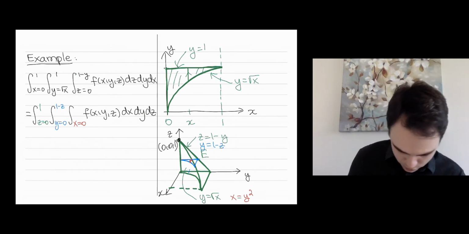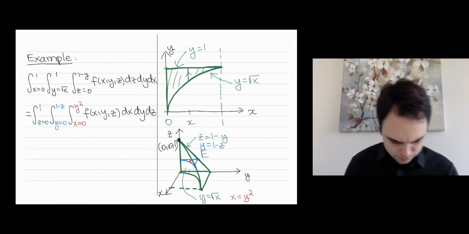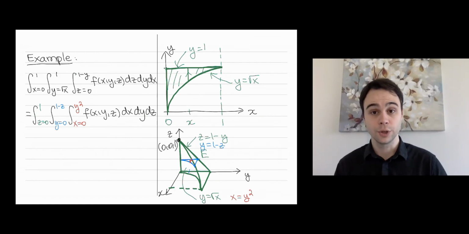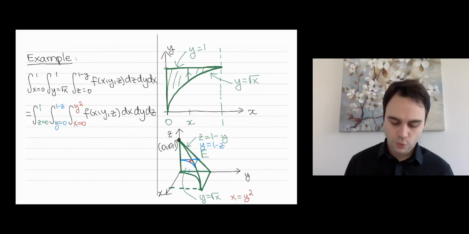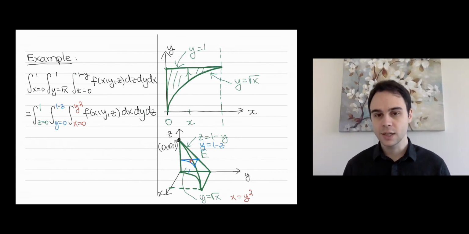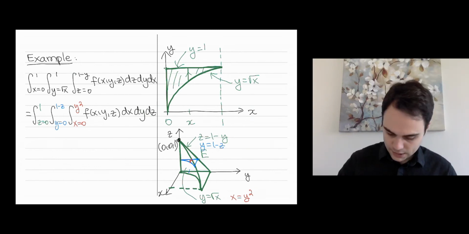Okay, so x stops at y squared. And this is the integral in the other order. So you see that changing the order of integration takes quite a bit of work. To do it reliably, you have to think geometrically.